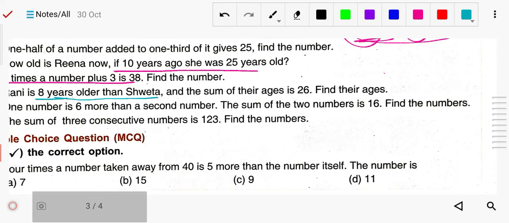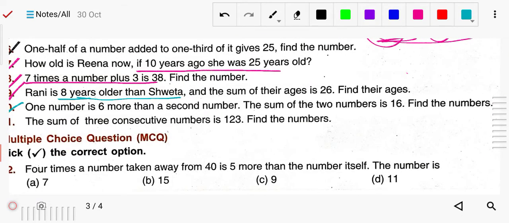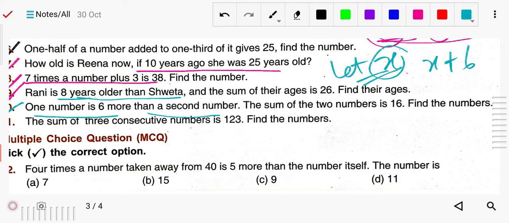In number 10, you simply have to assume that the first number is x, so the other number will be x plus 6. Since one number is 6 more than the second number, let the second number be x, so the first number will be x plus 6. Then you have to add these two, x plus 6, and the sum is 16. So now you can solve it and find the value of x, the same as question number 9.